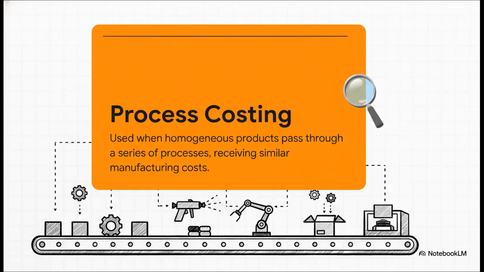Okay, so here's the official definition. The two big keywords you really want to remember are homogeneous products, which is just a fancy way of saying they're all identical, and series of processes. Just picture an assembly line. Every single item goes through the exact same steps, and it gets the same little dose of costs added at each stage along the way.